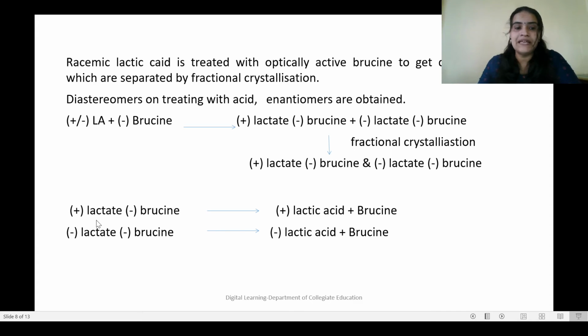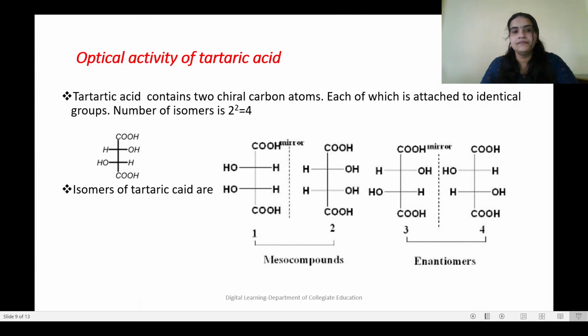So we get, when plus lactate minus brucine is mixed with dilute hydrochloric acid, we get plus lactic acid and brucine, and minus lactic acid and brucine for the other compounds. Now these were the different methods by which we can bring about the resolution process. Now coming to the next point, optical activity of tartaric acid.